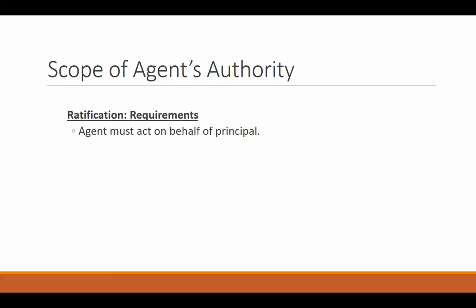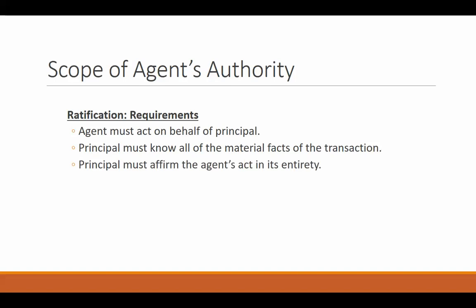So to ratify, we have to see that the agent was acting or purporting to act on behalf of the principal. The principal has to have knowledge of the material elements of the transaction, and the principal is going to have to affirm the agent's acts. So it can be a simple conversation with the third party. It can be a conversation with the agent from the principal, either way, acknowledging that as a principal, we accept what the agent has done.